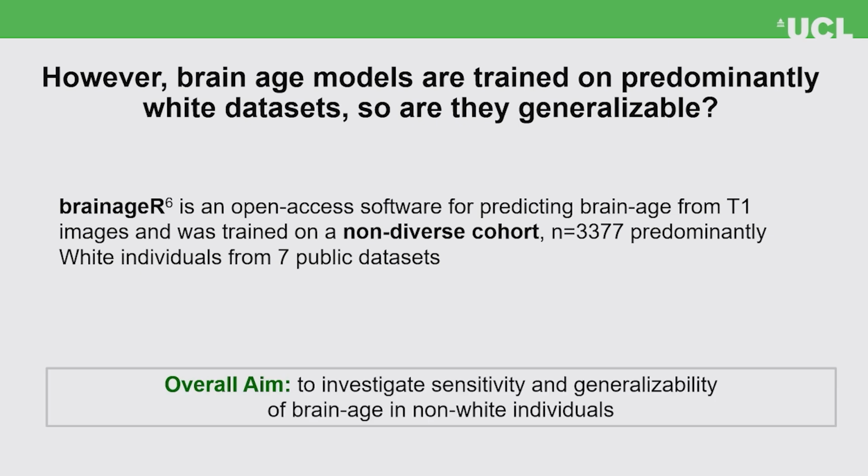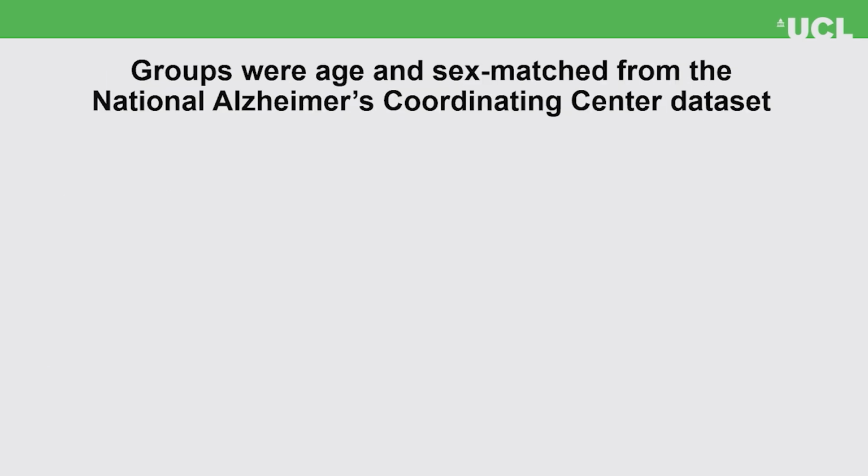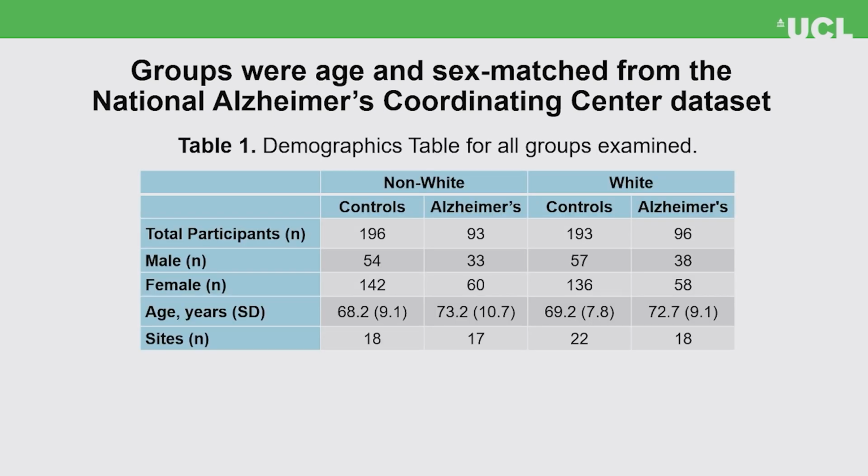So our overall aim was to investigate the sensitivity and generalizability of brain age in non-white individuals. And to do this, we age and sex matched individuals from the National Alzheimer's Coordinating Center dataset, which has 23 sites in total. These are based in the US. And after filtering, we found 389 cognitive controls, and in this case, by controls, we mean individuals who have no cognitive impairment, and 189 patients living with AD.